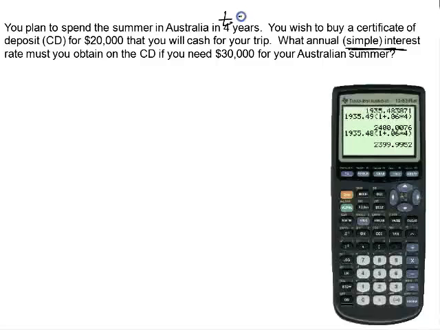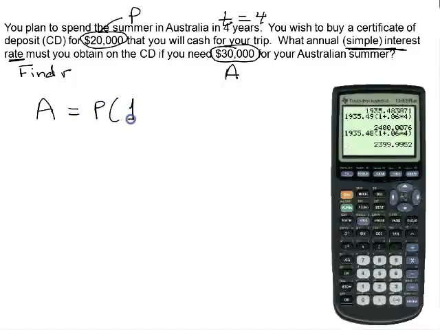So let's see. Our time is 4 years. We're buying the CD today for $20,000, so what we're investing today, that's P. And at the end of 4 years, when we get ready to go on our vacation, the amount we want to have is $30,000. That's our future value, or A. Well, the question's asking for the interest rate, so we're trying to find R. So we need the simple interest formula that relates A and P. That's the future value formula.